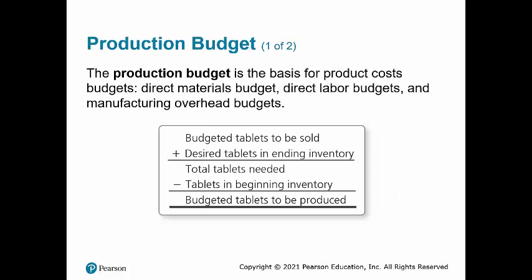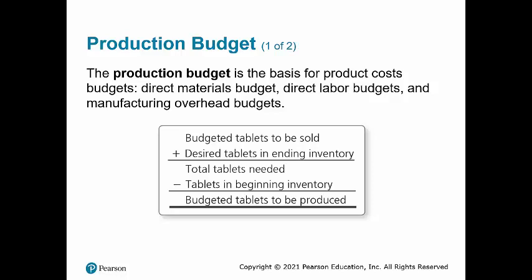After the sales budget has been completed, the next budget to be completed is the production budget. So the production budget is going to determine the number of tablets to be produced during the year, and it becomes the basis for the production cost budget. The cost of the direct materials, direct labor, and manufacturing overhead. Also, we use that information to complete the cost of goods sold budget.